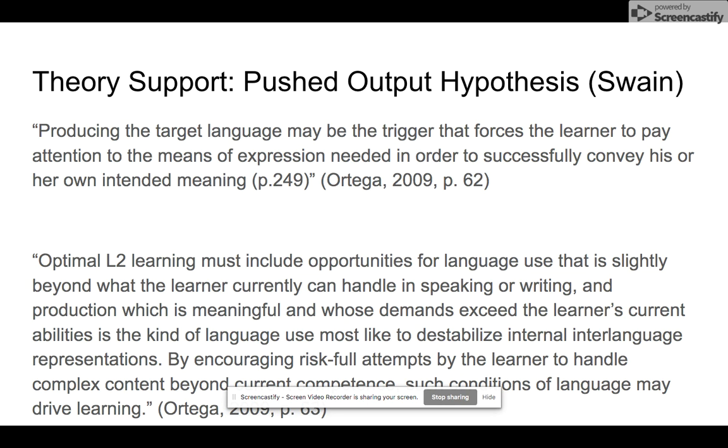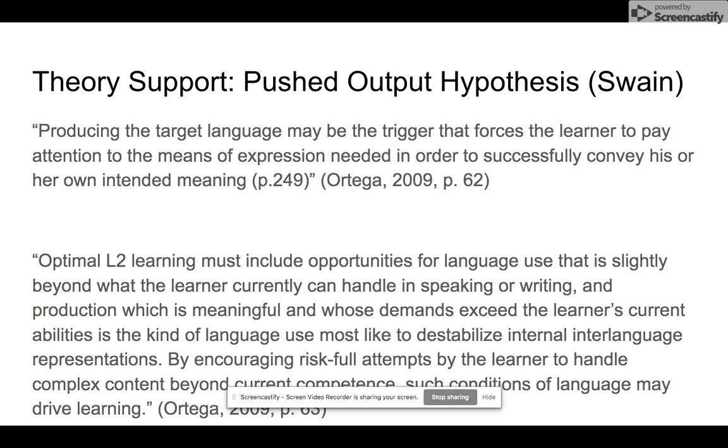The next theory that I have is the pushed output theory from Swain. And I totally feel that, especially with the prompts of tiger, bicycle, and the other one, this was a good example of pushed output, because this exercise went along with the concept of going just beyond what the learner was able to do, and gave the student the chance to take some risks.